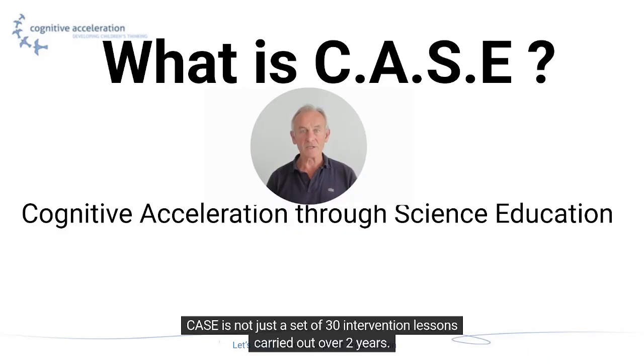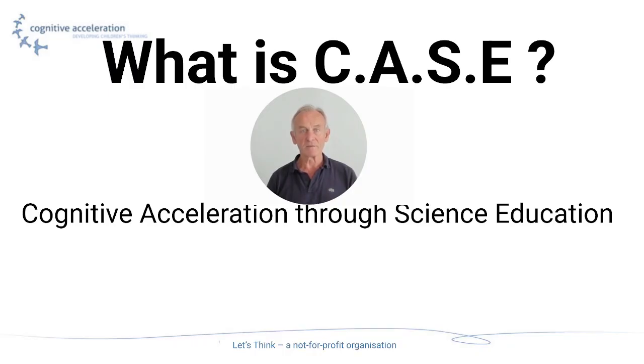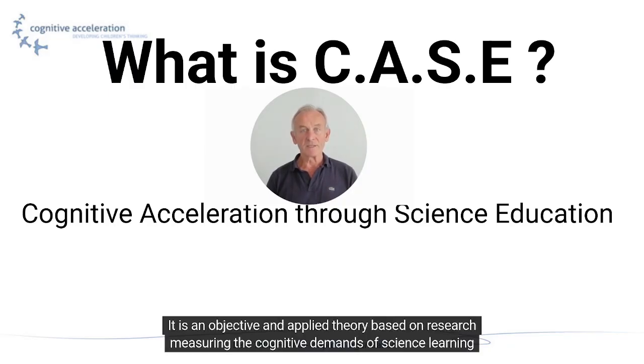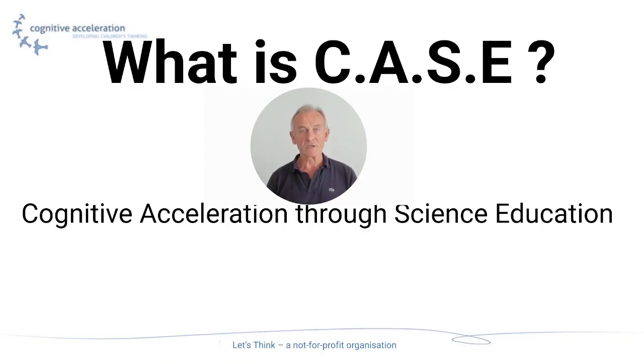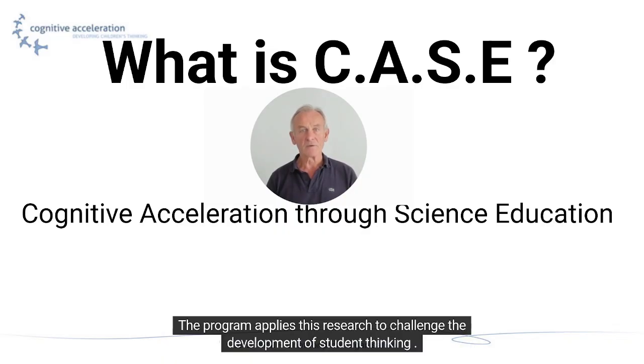CASE is not just a set of 30 intervention lessons carried out over 2 years. It is an objective and applied theory based on research measuring the cognitive demands of science learning objectives and the cognitive readiness of students. The program applies this research to challenge the development of student thinking.